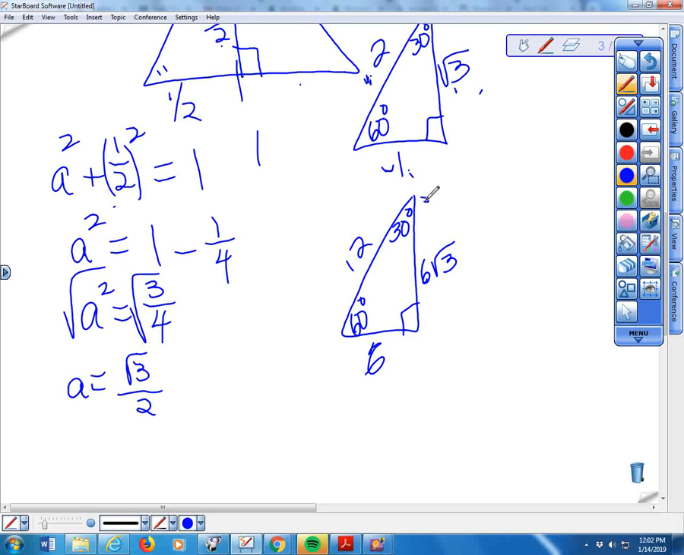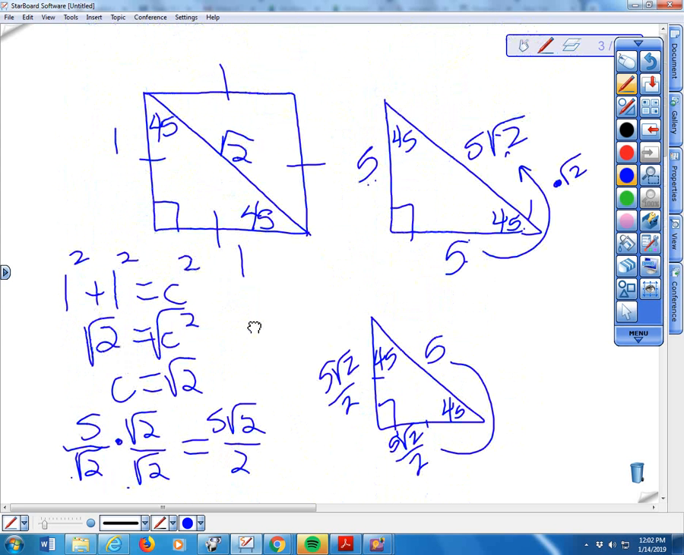They love 30, 60, 90, 45, 45, 90 triangles. Sometimes their questions might start with a square and they'll give you the hypotenuse. But if you recognize a square divided by 2 is a 45, 45, 90 triangle, you can solve any square problem. Or they may start with an equilateral triangle and give you an altitude and want you to find the altitude. Well, if you recognize that the 30, 60, 90 triangle comes from the equilateral, you can solve any equilateral problem. Sometimes they'll just actually give you a 30, 60, 90 triangle and ask you to figure out what one of the sides is.